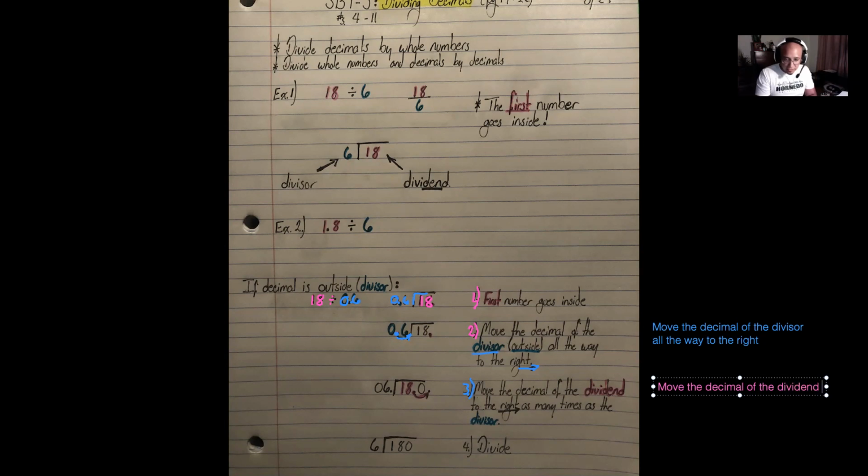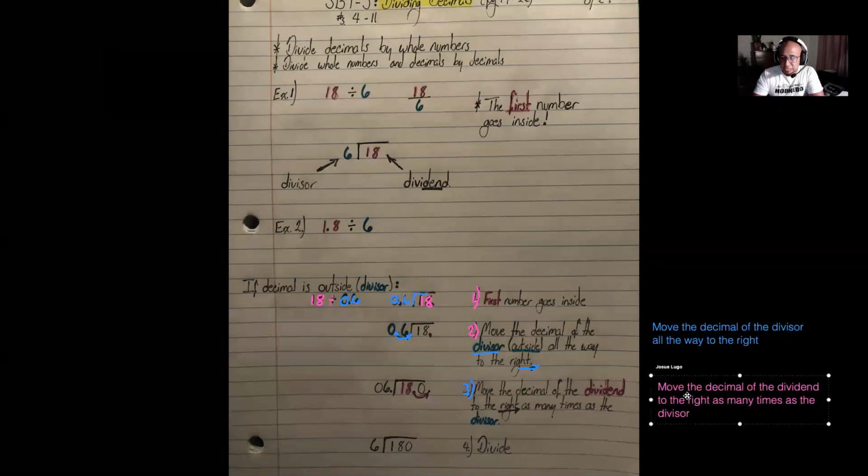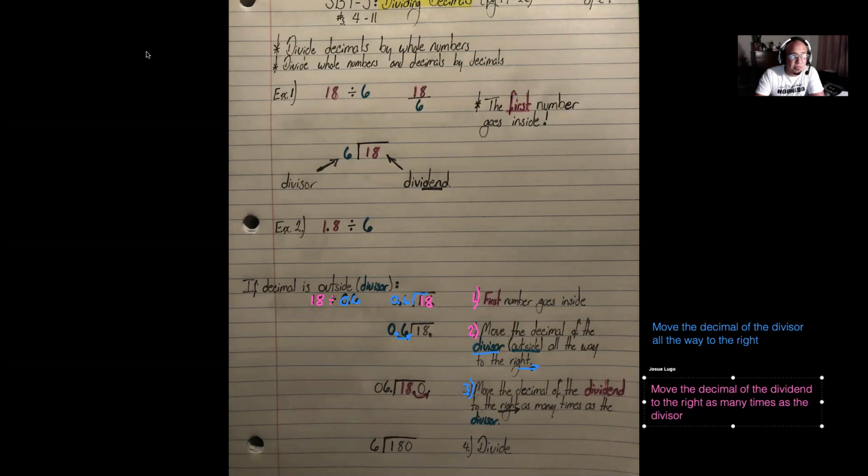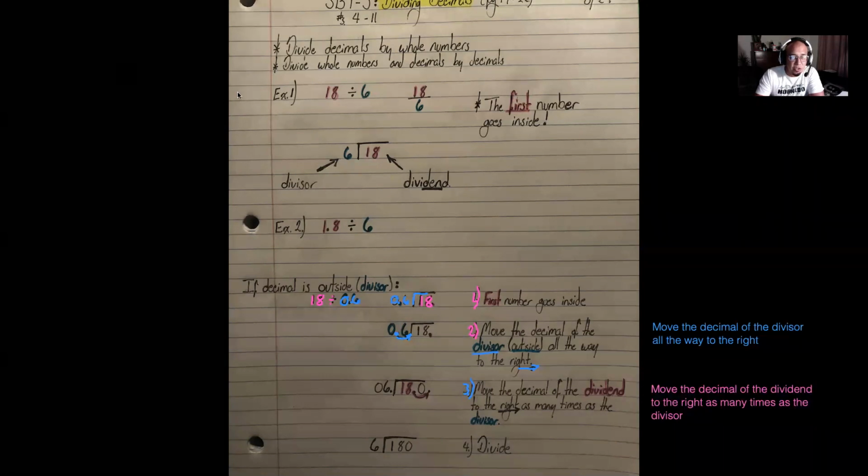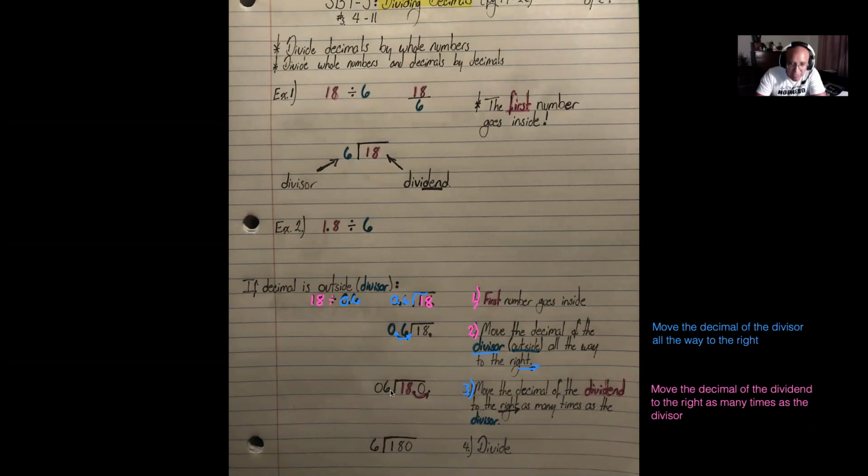That's the number inside. To the right as many times as the divisor. In other words, ladies and gentlemen, since we moved the decimal once on the dividend, I'm going to do the same thing on the divisor. And you might say, well, Mr. Lugo, where's the decimal? Remember, whole numbers do have decimals. They are already at the end. And so since there's nothing there, I'm going to move it and add a 0 right here.